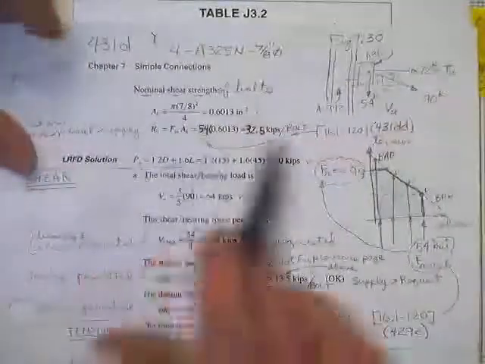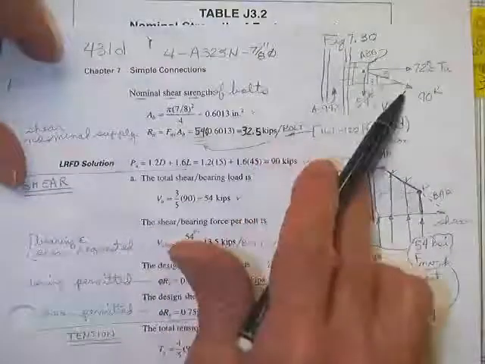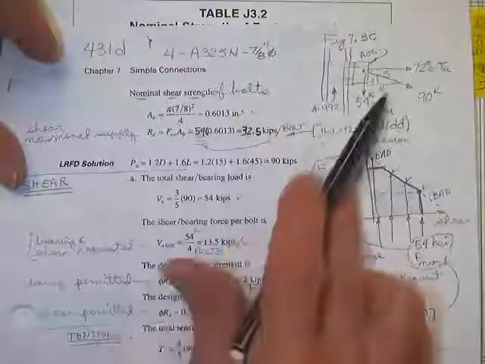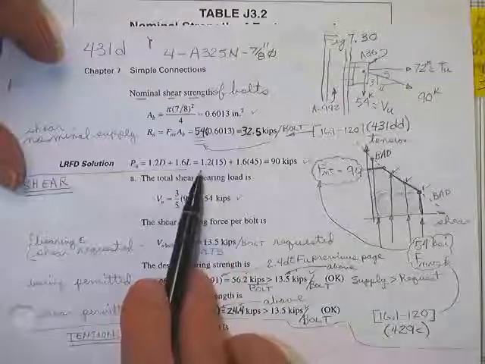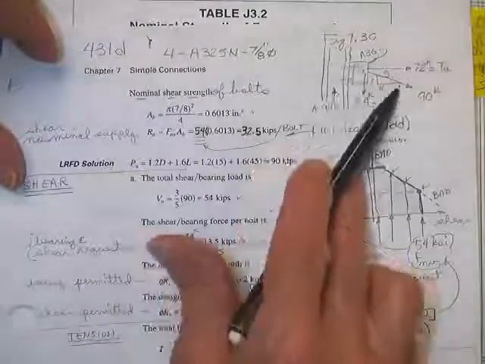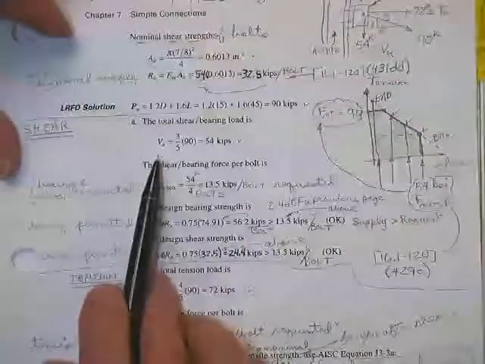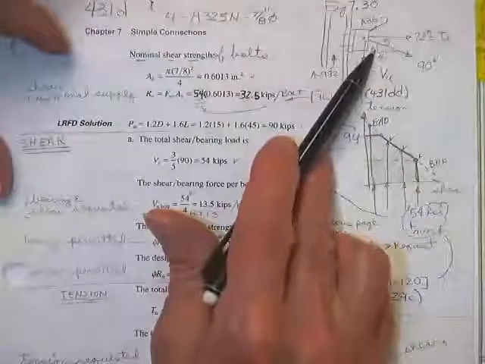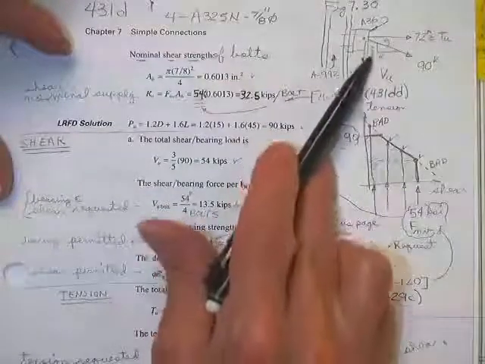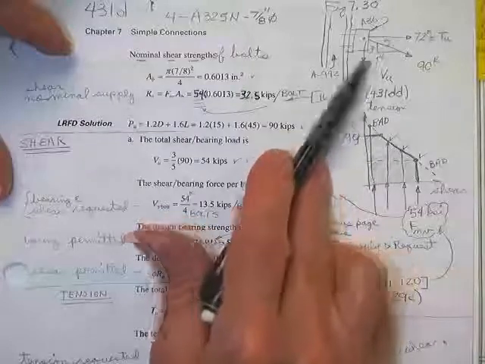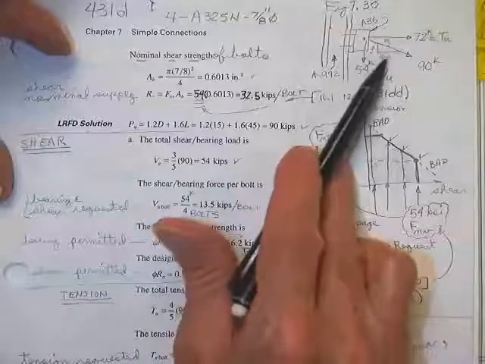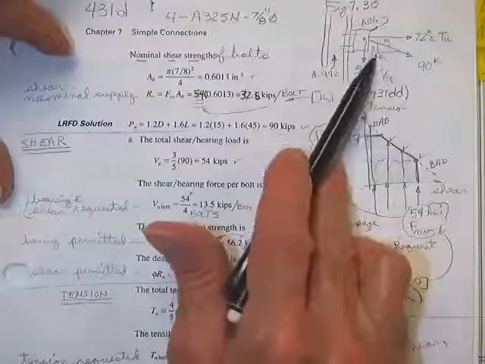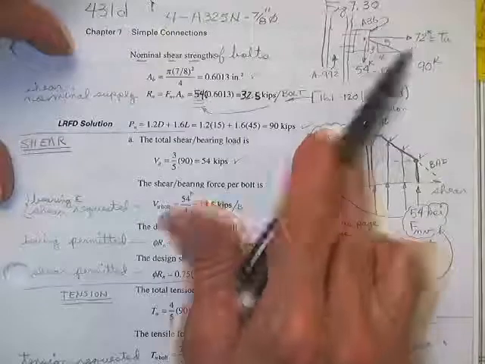Going back to what the picture looks like, I think we had a 60 kip load. No, we didn't. We had a 60 kip load, but 15 of it was dead and 45 was live. 1.2 dead plus 1.6 live gives us 90 kips of load factored on the connection. 3/5 of it goes down because 3/5 of its slope goes down. 3/5 of 90 is 54 kips of shear, and 4/5 goes horizontal, so 4/5 of 90 is a tension load.